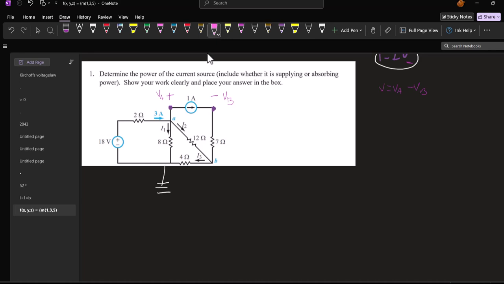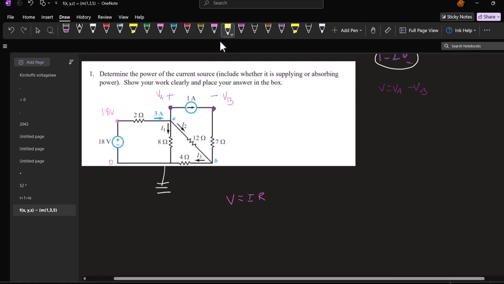If I just make this ground, I'm saying everything is relative to ground. Then relative to ground, ground is 0. And I have 18 volts up here, because on the other side of this voltage source I would have gone up by 18 volts. Now, going across a resistor, the voltage drop across a resistor is V equals IR.